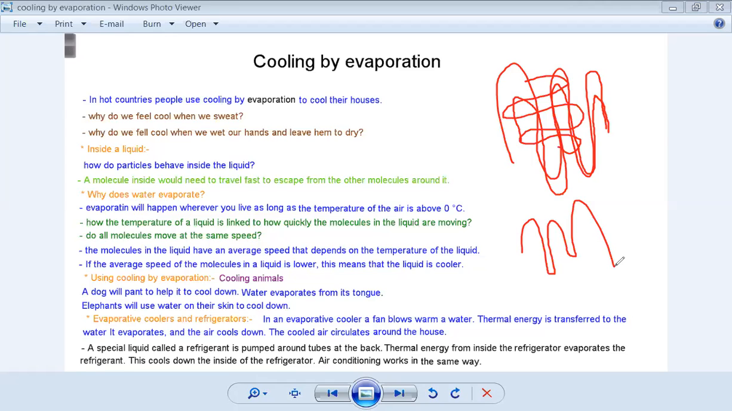The summary of the lesson is that liquids evaporate when fast-moving molecules escape. When they escape, this is evaporation. Evaporation cools the liquid. Why? Because the fast molecules escape and decrease the temperature. Evaporative coolers transfer energy from the air to a liquid to cool the room. So that's how evaporation works.